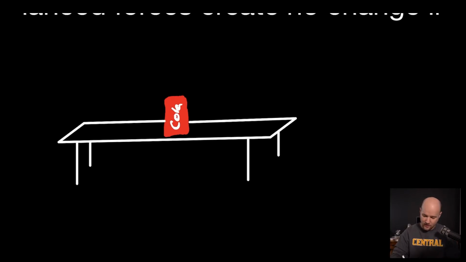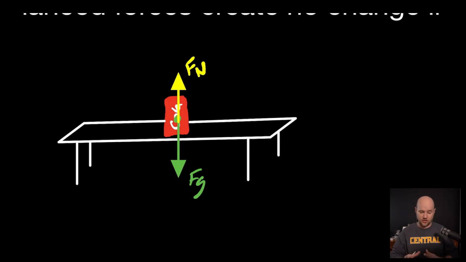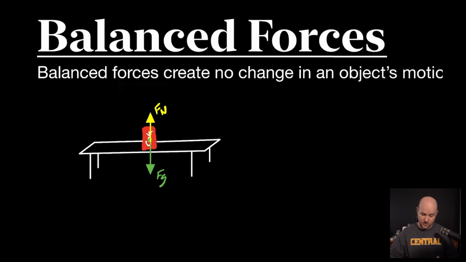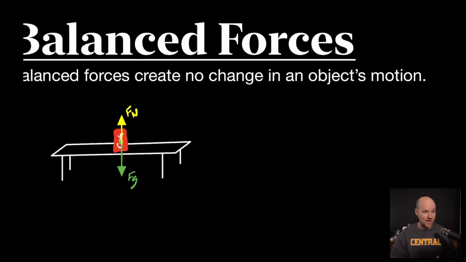Anyway, it doesn't matter. Whenever a Coke can is sitting on the table, you know that there's going to be some sort of force of gravity pulling it down. So we got force of gravity pulling it down. And then the normal force is the surface pushing back up on this Coke can. So we have a normal force that's equal and opposite, and it's pushing upwards. So this is the normal force. So in this situation, the forces are balanced. And whenever forces are balanced, no change will happen in an object's motion. So a Coke can sitting on the table, it's just going to sit there. And the reason why it's sitting there is because all the forces around it are balanced.